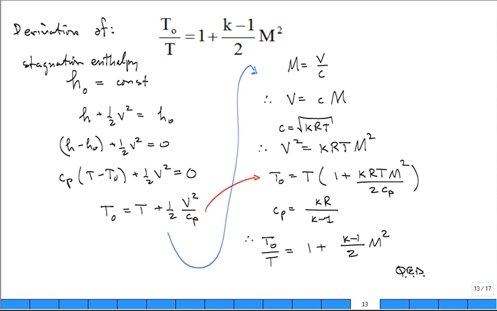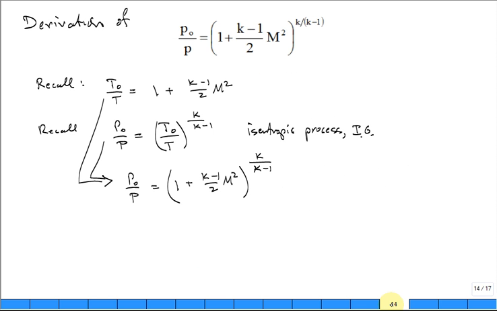Here's the derivation. In the interest of time, is that okay? It's in the book. But what is the concept? It's stagnation. You have to bring it isentropically to rest. Stagnation temperature will be greater than the actual temperature, and the stagnation pressure P naught will be greater than the pressure P.